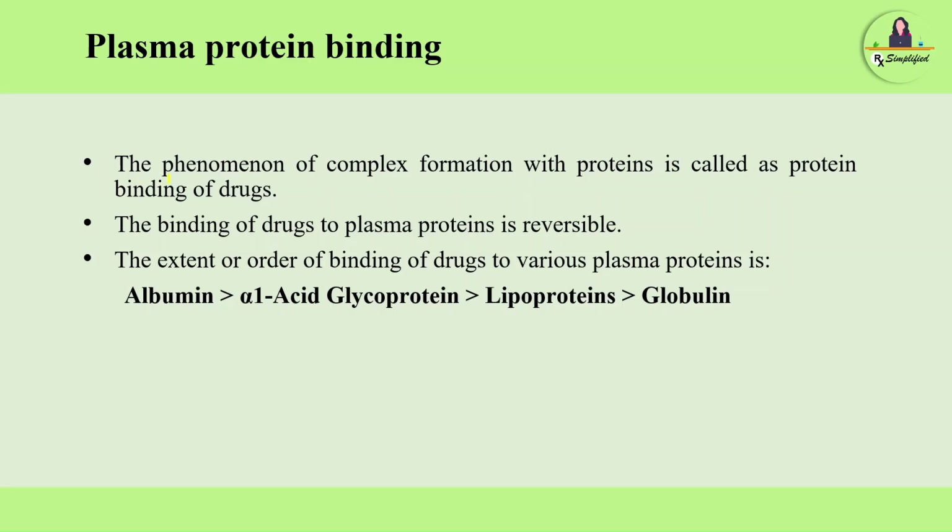What is plasma protein binding? The phenomenon of complex formation with proteins is called protein binding of drugs. The binding of drugs to plasma protein is reversible. The extent of binding differs for various plasma proteins. In our body, these four types of plasma proteins are present. First is albumin, second alpha-1 acid glycoprotein, then lipoprotein, then globulin. Albumin is present in the largest amount in blood. That's why drugs bind fast to albumin.